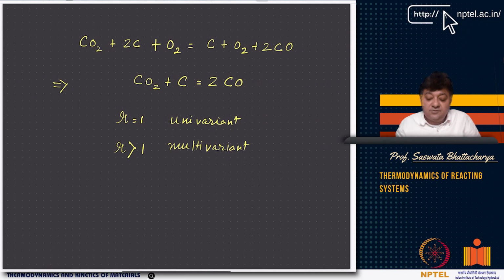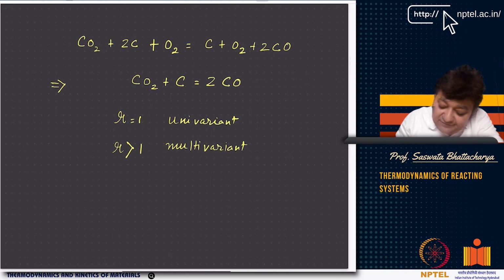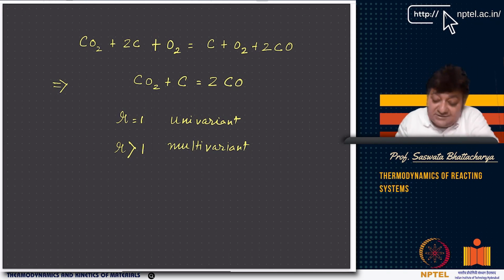So basically, if you have multiple reactions but only one unique reaction, that is, only one independent reaction, then it becomes univariant, right? These are called univariant systems. If you have R greater than 1, that is, the number of independent reactions is more, then that is called a multivariant system.